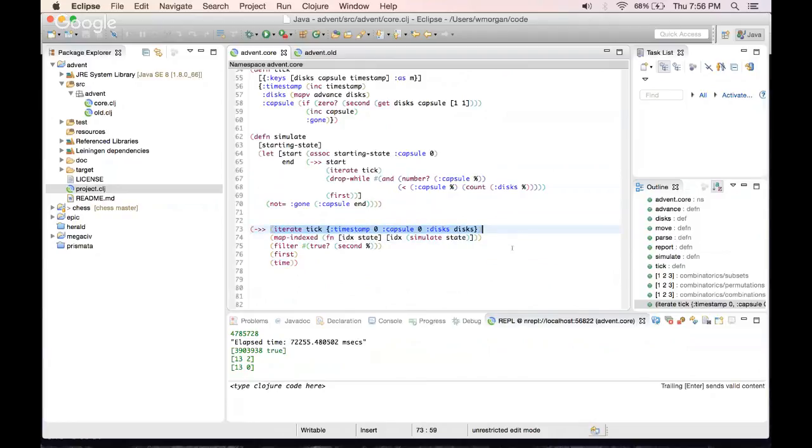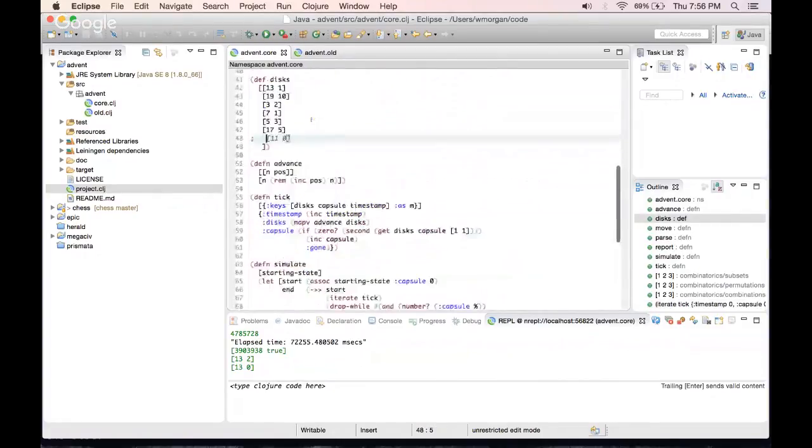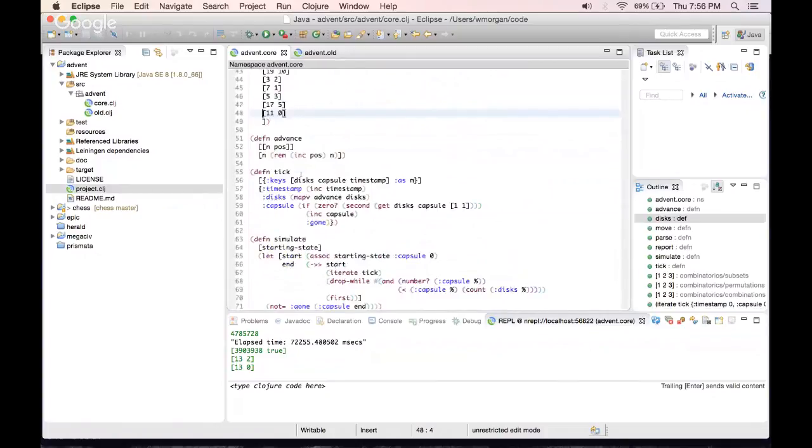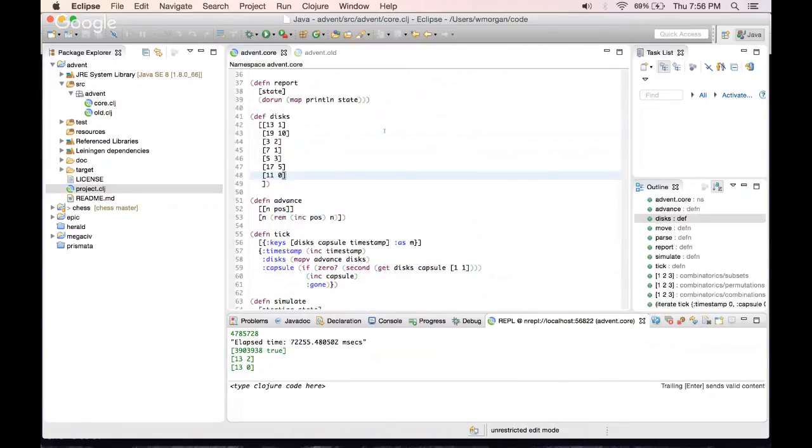Then our implementation is to take the starting position, which gives us a sequence of starting states. For each of those starting states, we simulate it, look for the first one that returns true, and take the first one of those. I put a little timer on here. With the original set of disks, it took about 5 seconds, and with the extra disk on there it was a minute 12. So not too bad.